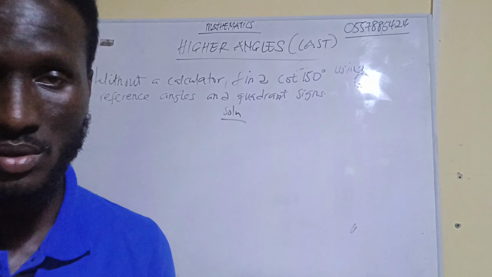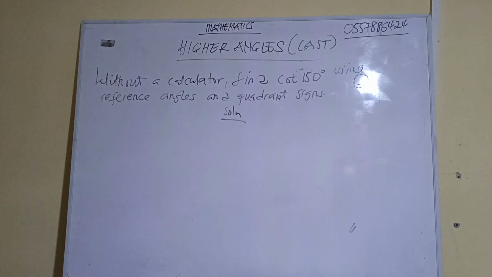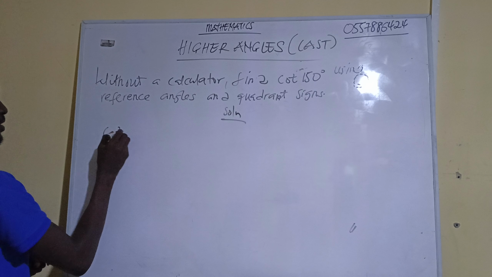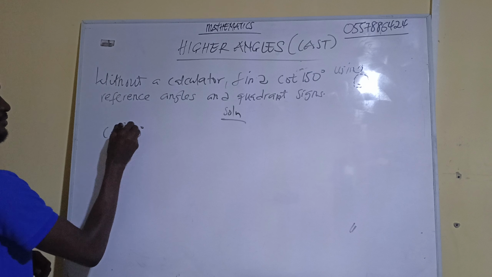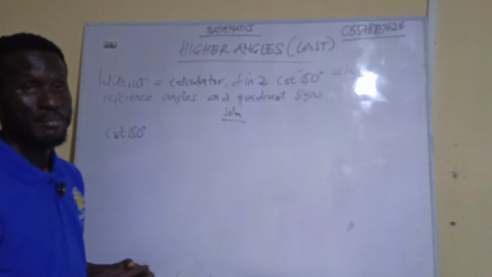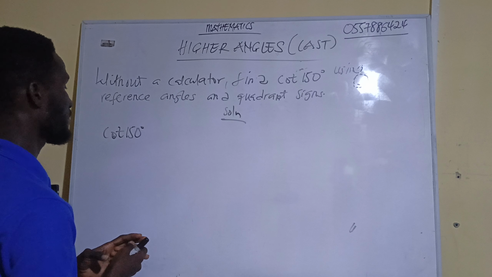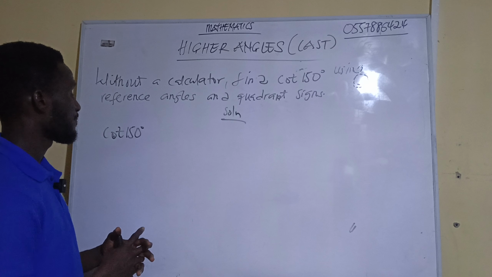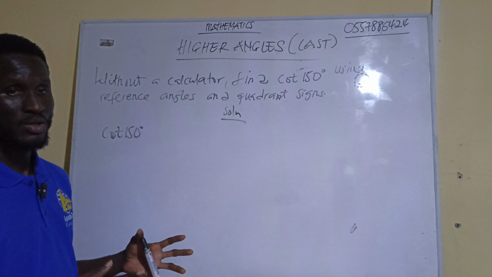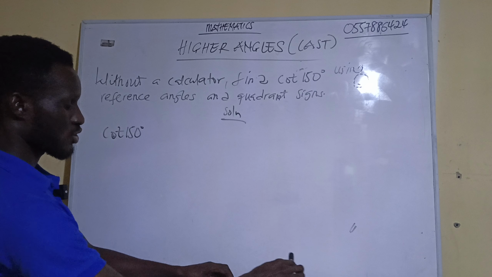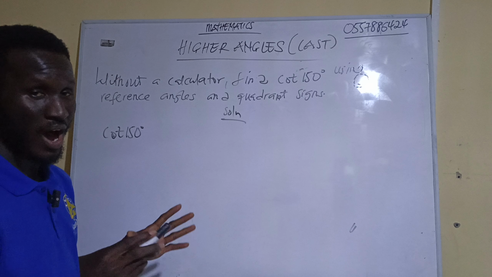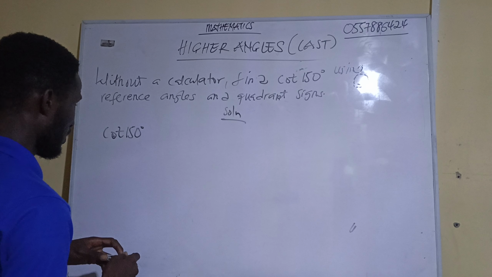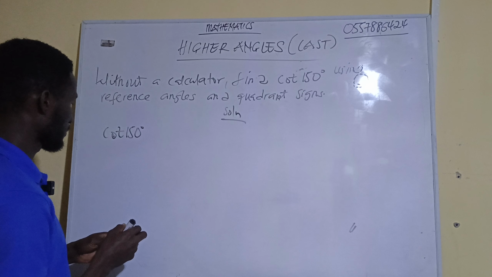Now let's look at cot 150. Don't forget that in the previous video we said that when you are looking for a higher angle like this, you need to break it down to an acute angle or a special angle, a small angle, our acute angle. Now how are you going to break this one down? We have so many ways you can solve this one.